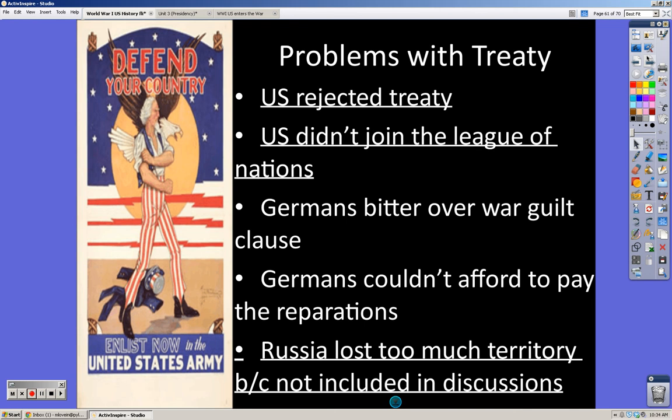Germans are bitter over the war guilt clause, and they couldn't afford to pay the reparations. So this is where you're going to see people using wheelbarrows full of money to paper their walls, because money wasn't worth anything. They'd have to take a wheelbarrow of money to go buy bread at the store. So it crippled the German economy. Russia lost too much territory, and because they pulled out of the war early, they weren't regarded as necessary for the discussion, and weren't included. So they're upset. They're going to ally with Germany later on, and it's going to cause them to have some tension toward the rest of these world powers.